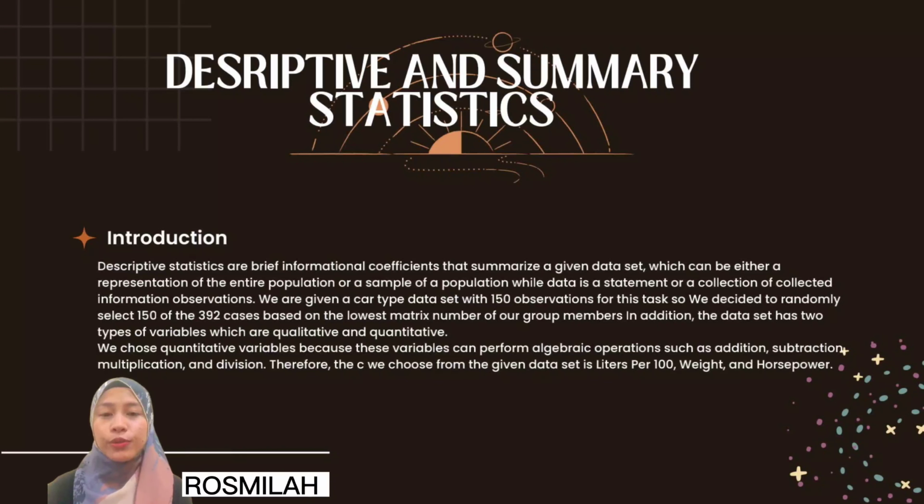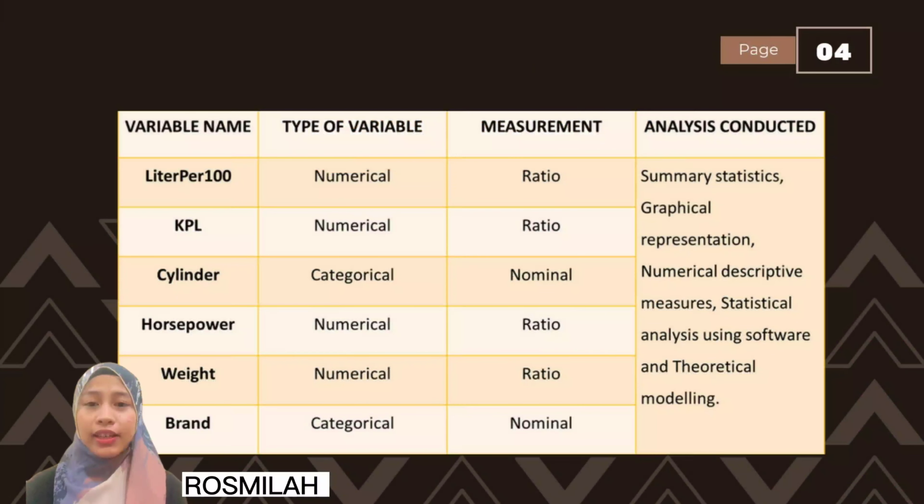Therefore, we choose from the given dataset: liter per 100 km, weight, and horsepower. And these are the variables used. Among them are liter per 100 km, kPl, cylinder, horsepower, weight, and the last, brand.